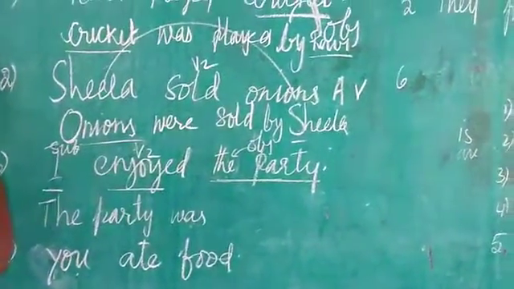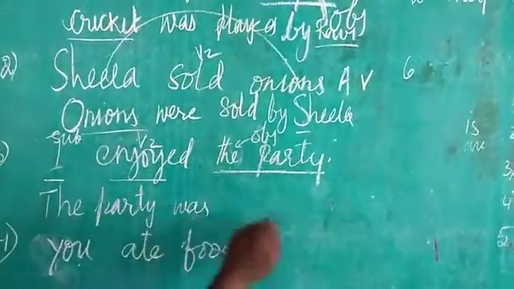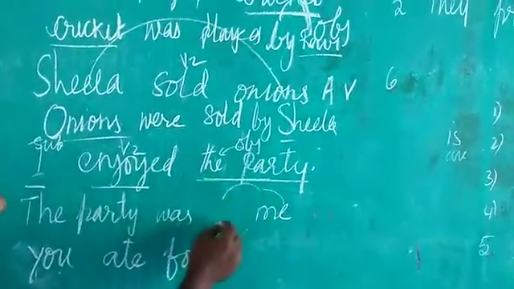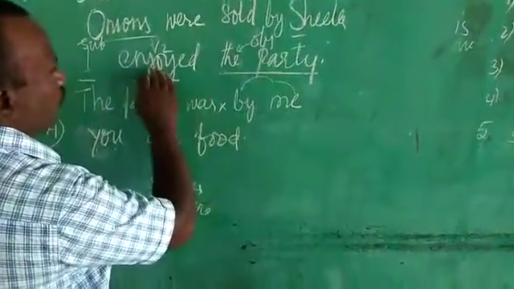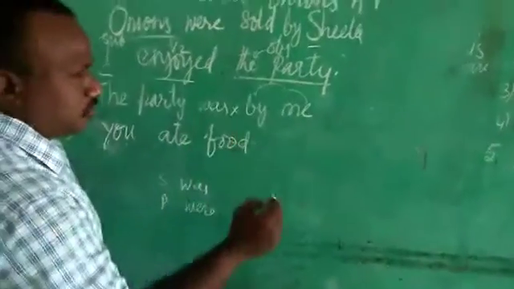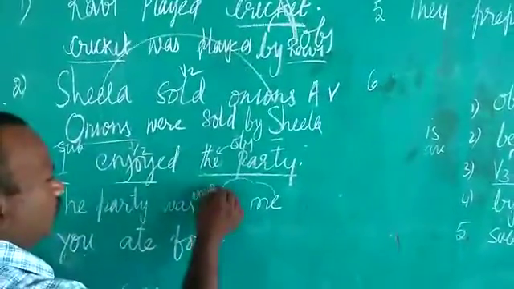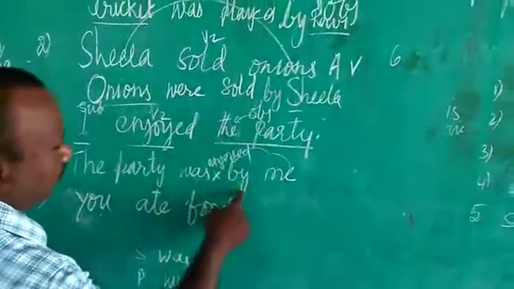"I" will change into "me." Remember that. The party was me. So before the object, I told you, you have to take the preposition. And then, the party was, and here you have to take the V3 form of "enjoyed." Enjoyed, enjoyed. The party was enjoyed by me.